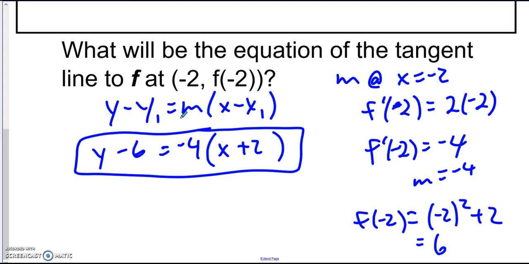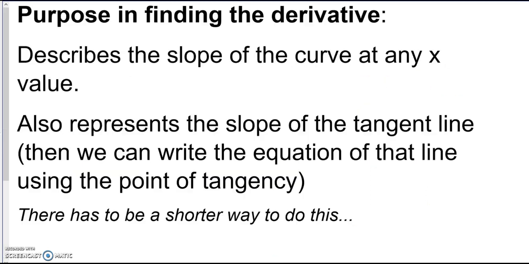Okay. All right, so last but not least, what's the purpose of finding the derivative? It describes the slope of the curve at any x value. It also represents the slope of the tangent line. Then we can write the equation of that line using the point of tangency. And there's got to be a shorter way to do this, and absolutely there is. This is using the fundamental definition of derivative, and we will get there. Again, I know we have shortcuts, but first we need to understand what a derivative is and what the definition of it is. So we will get there sooner than later.